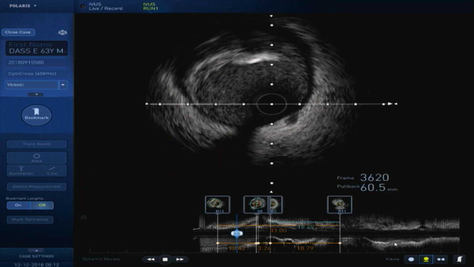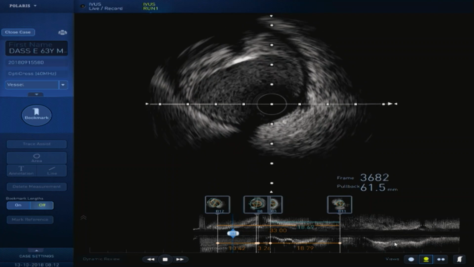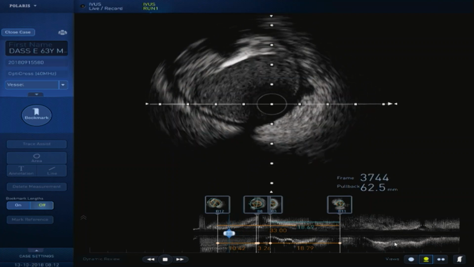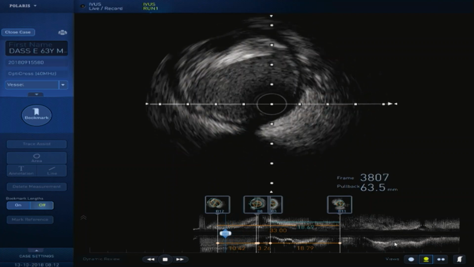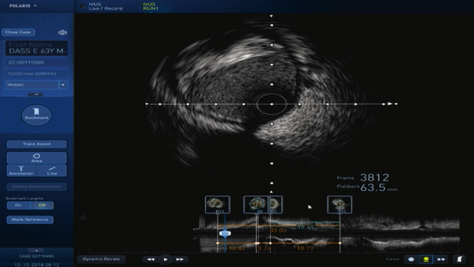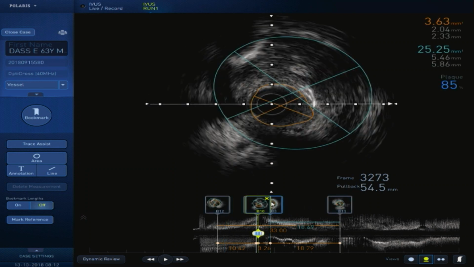So, Dr. Hirohata, why don't you tell us more about what you think? Yeah, actually, according to this IVUS finding, the vessel diameter of the distal region is very small, so there is no problem. Do not touch the distal part.